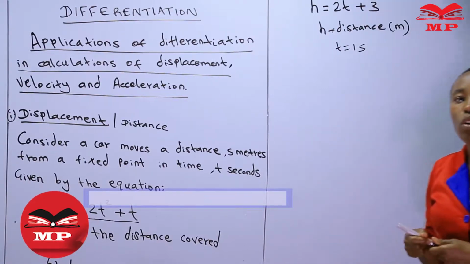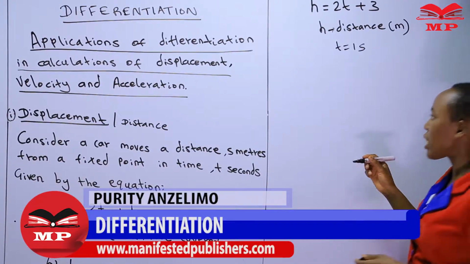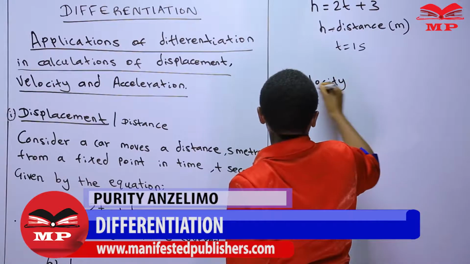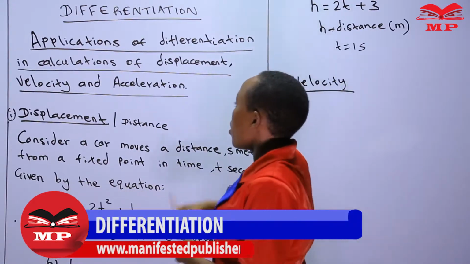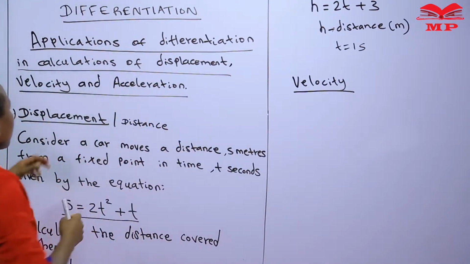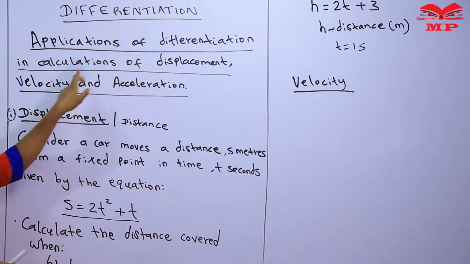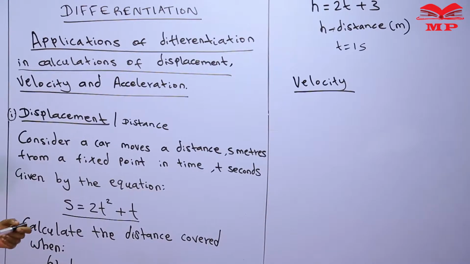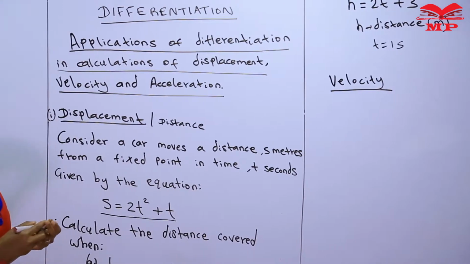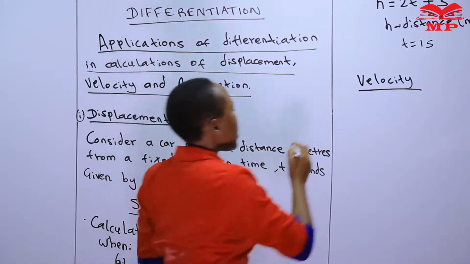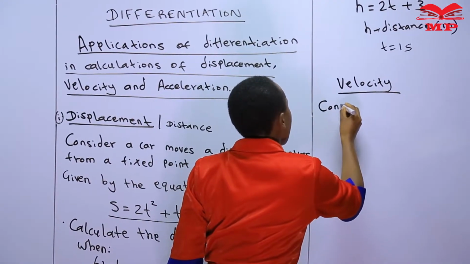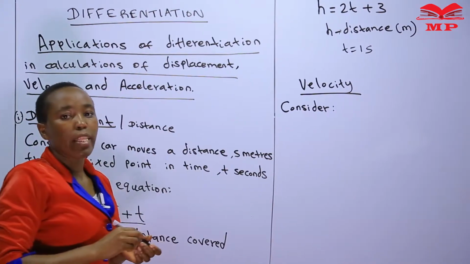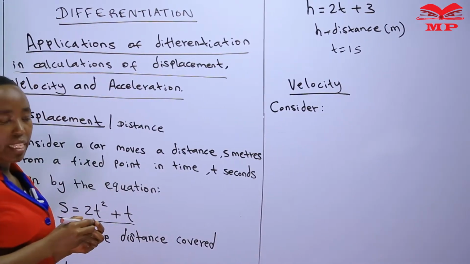Then we are going to move on to calculation of velocity. Velocity. How we can calculate velocity. Calculation of velocity, that is an application of differentiation. So I want us to look at how we can calculate velocity. And I would like us to consider this equation, so that you can get to know how we calculate the velocity by differentiation.